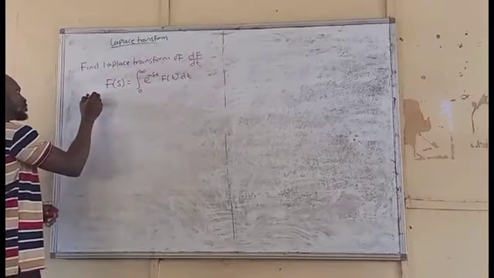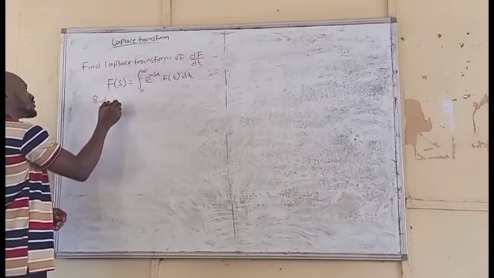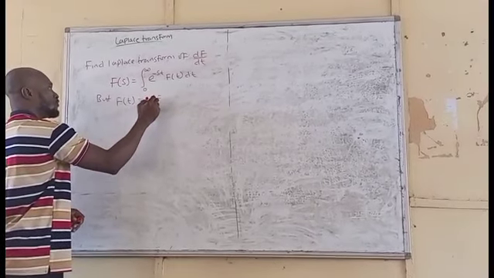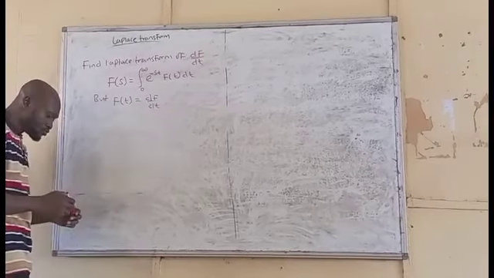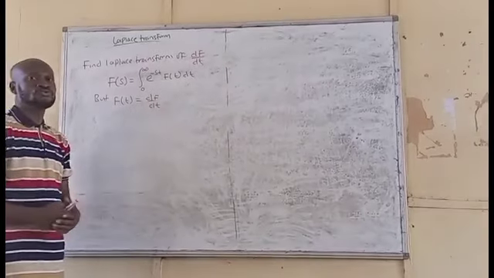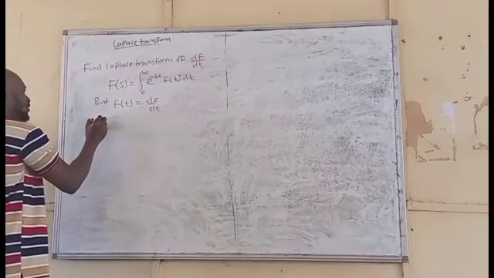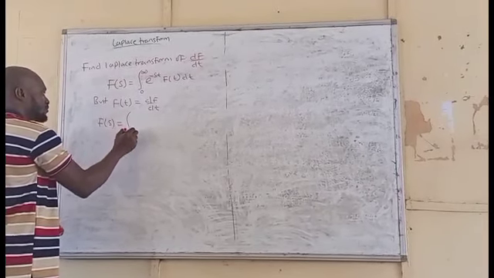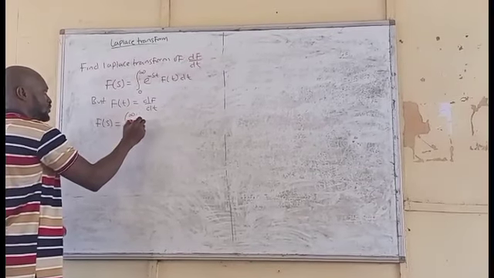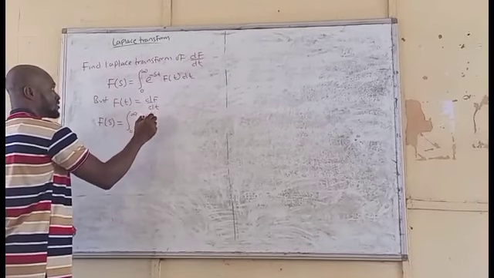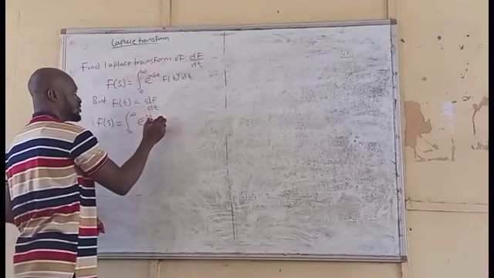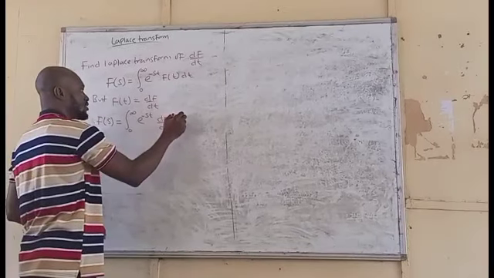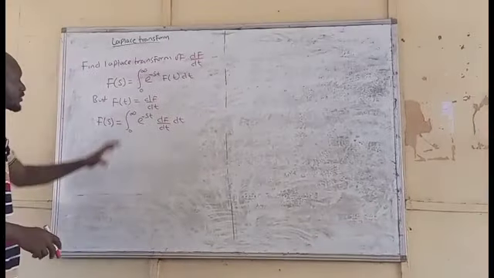But your f of t is your df over dt. So all you need to do is substitute it into the Laplace equation. So we're going to have F of s give you the integral from 0 to infinity, you have your exponential raised to power of minus st, then your f of t now is df over dt, times dt. So looking at this is what you're going to get now.